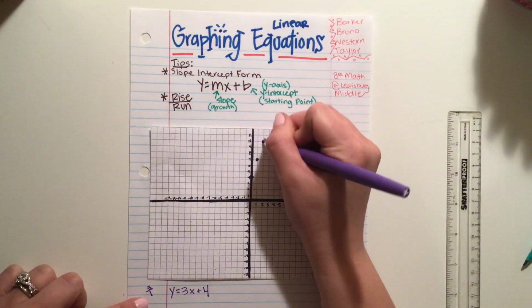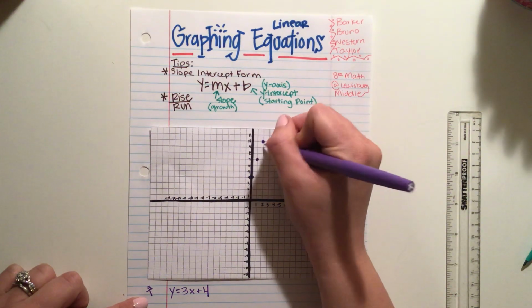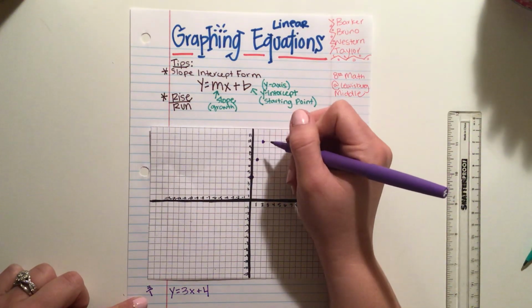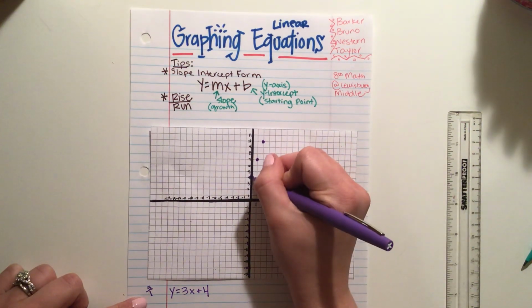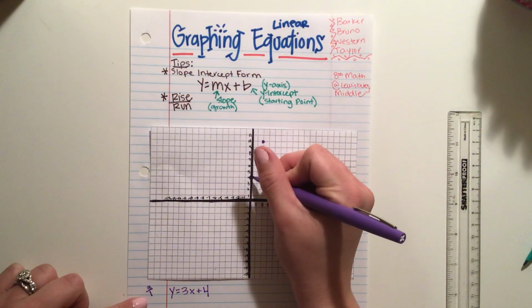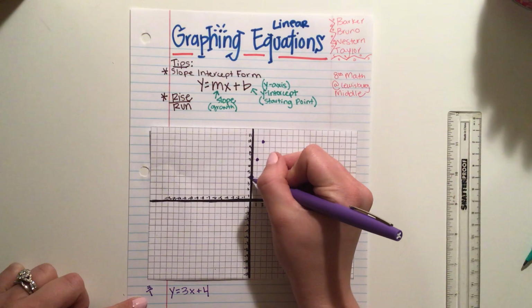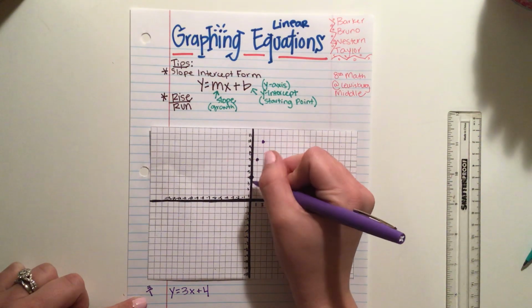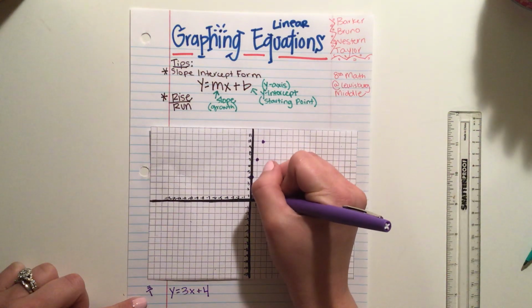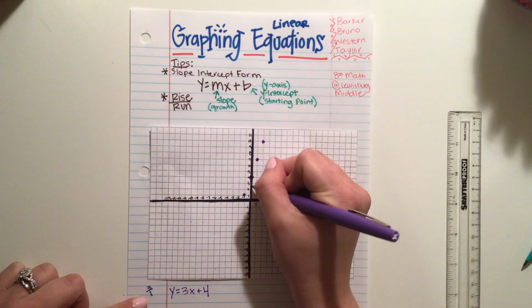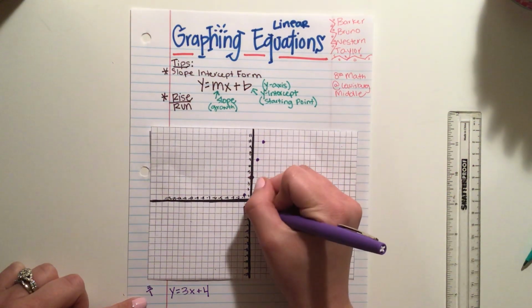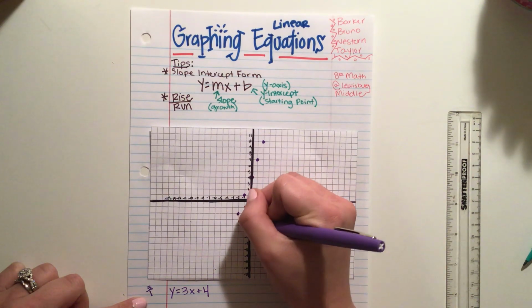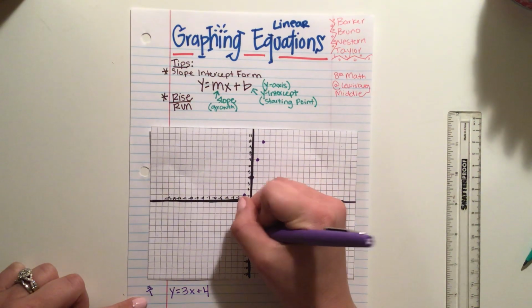I can't go any further. I've run out of room. So what you can do is go back to your initial point and do the exact opposite of what you just did. So instead of rising 3, running 1 to the right, we can do the opposite: go down 3, left 1. Down 3, left 1.